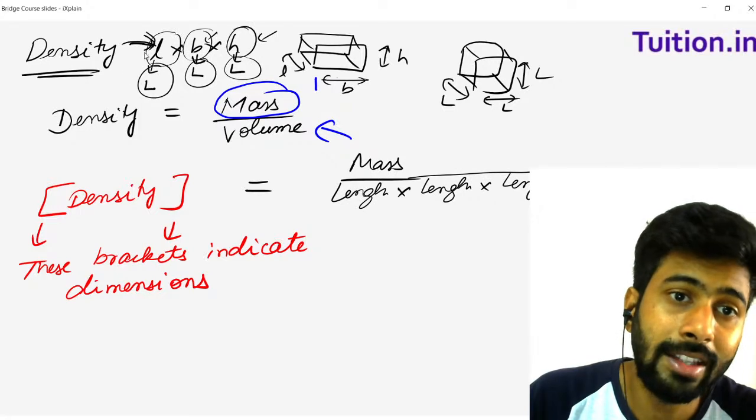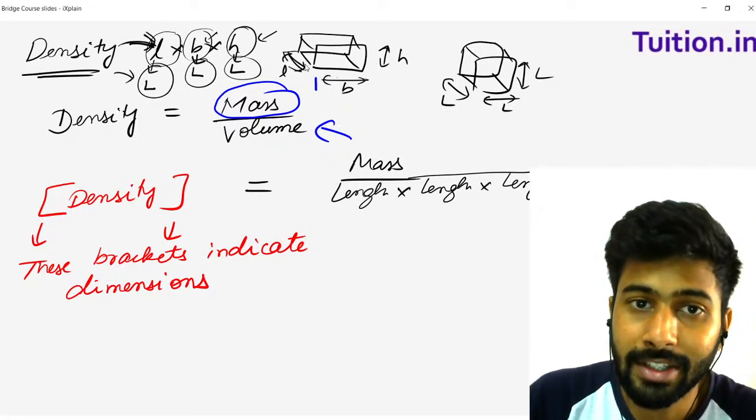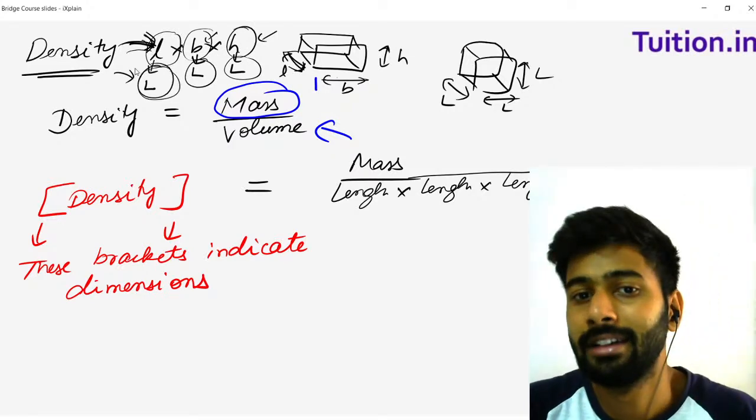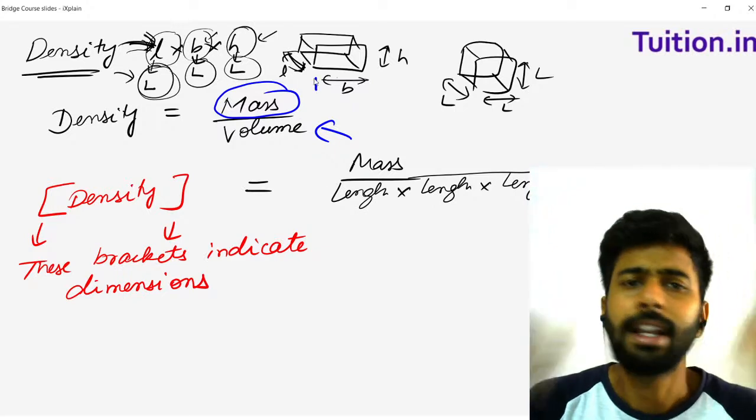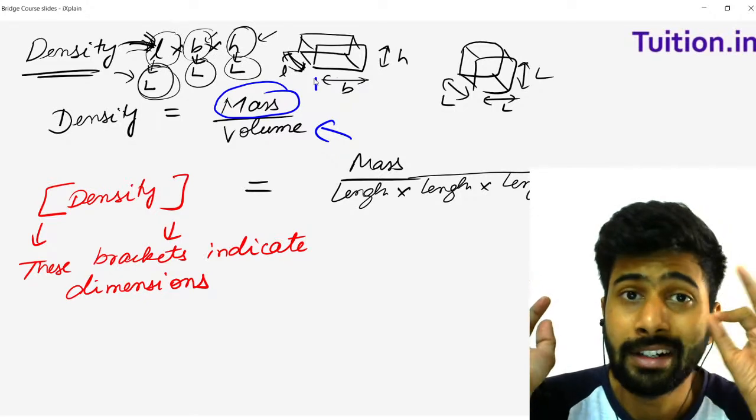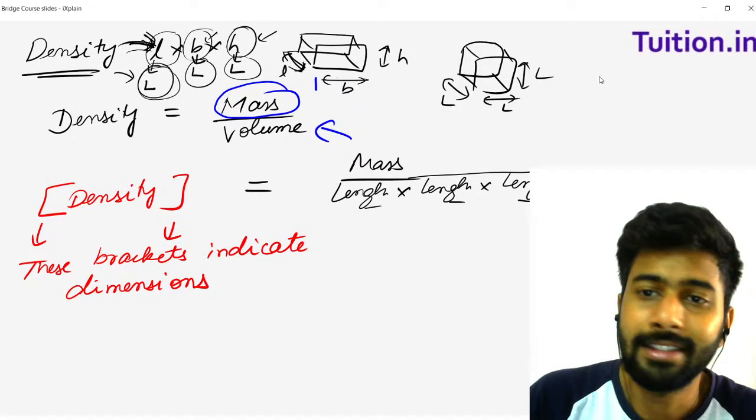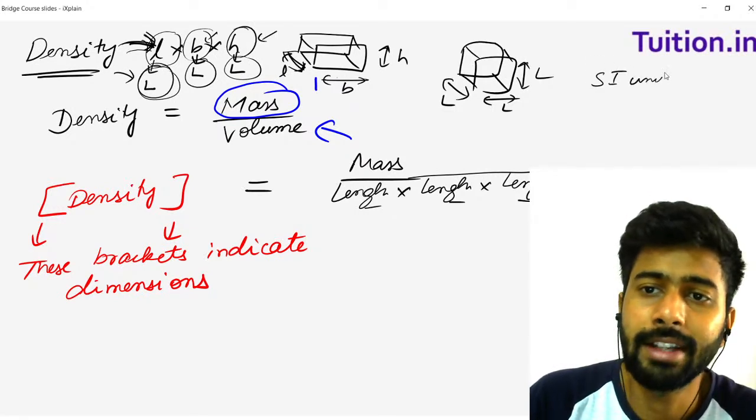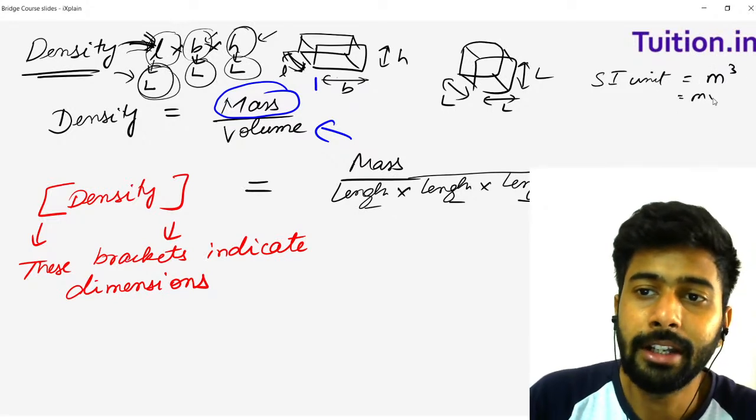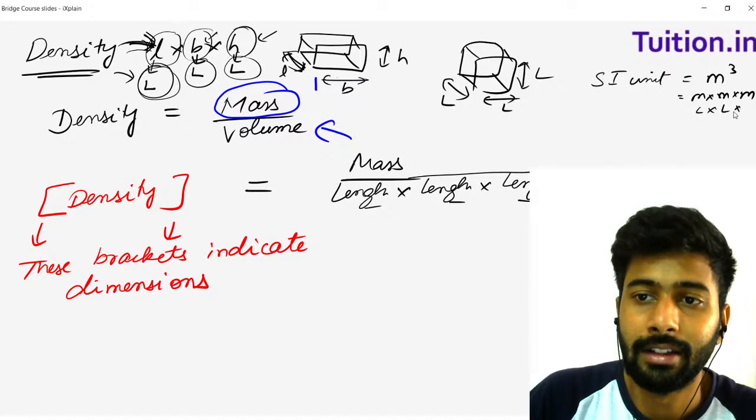Don't get confused between this length and this length. This length is the name of this edge, right? And this length is the dimension of this physical quantity length, right? So you take any body in the world, you take any shape in the world, the dimension of volume is going to be length into length into length only. That is the reason why SI unit of, what is the SI unit of volume? SI unit of volume is meter cube, because it is meter into meter into meter, right? Length into length into length.